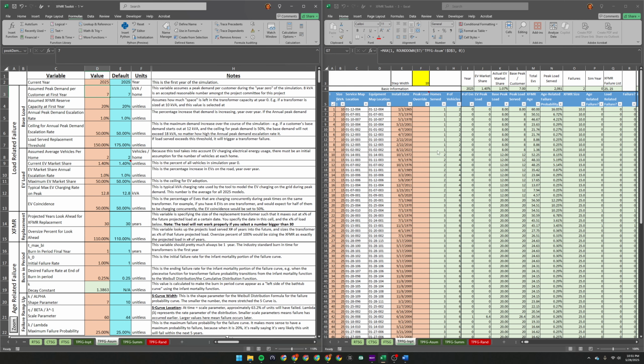The reason homes served is important is because later on the number of vehicles per home is also an assumption. As we're modeling the future EV loads, that number becomes important as well.